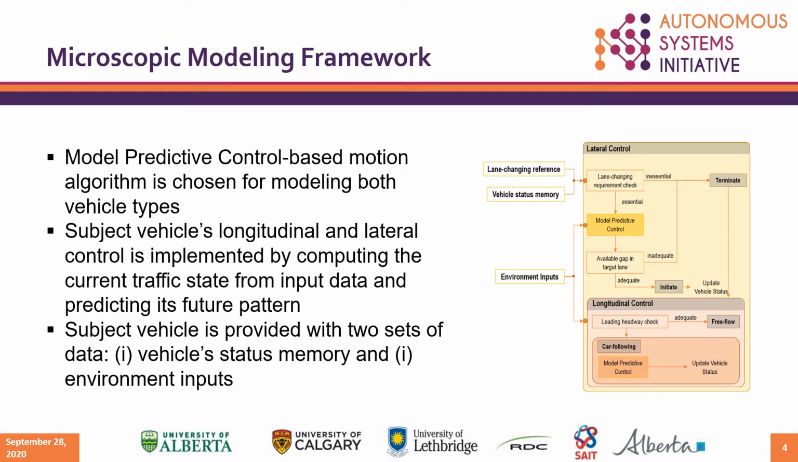Now I'll provide a brief overview of the microscopic modeling framework that's been developed for this study. Model predictive control based motion algorithm is chosen for modeling both human and automation driven vehicles. Subject vehicle's longitudinal and lateral control is implemented by computing the current traffic state from the input data and predicting its future pattern. In each time step, the subject vehicle is provided with two sets of data, vehicle status memory and environmental inputs. With those inputs, the subject vehicle decides between longitudinal and lateral controls to update the vehicle status.